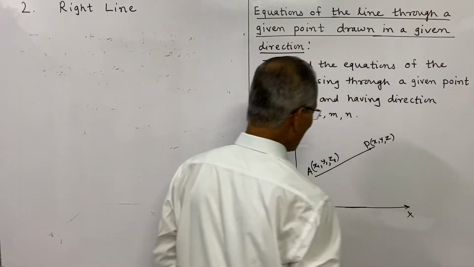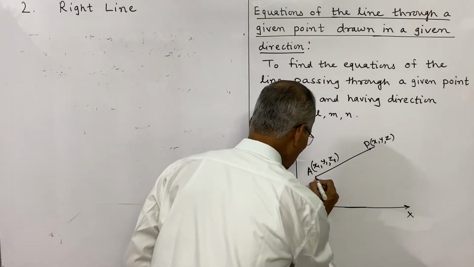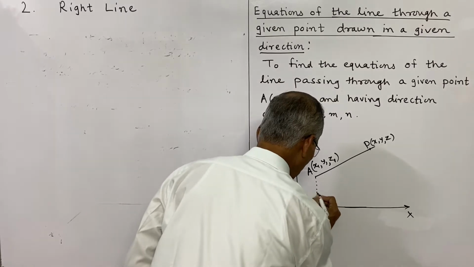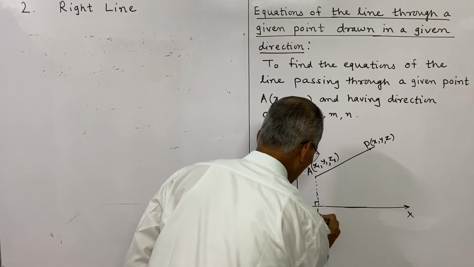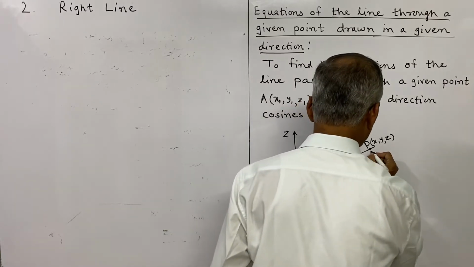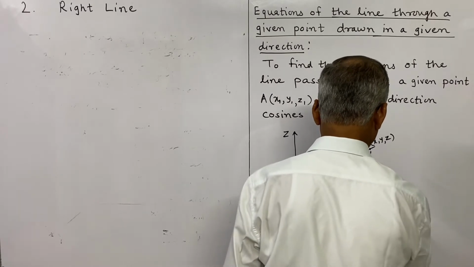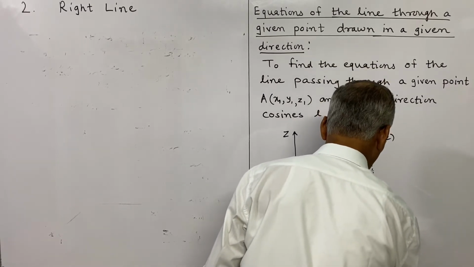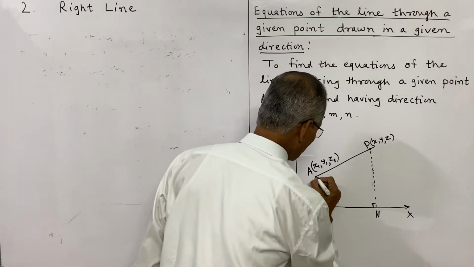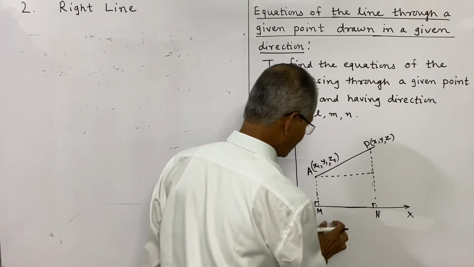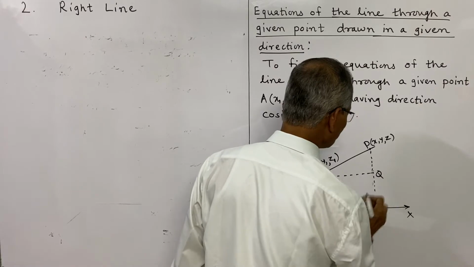This is the point P, and now what we shall do is project this line on the x-axis. That means we have to draw a perpendicular from A on the x-axis, and let that be AM, and draw the perpendicular from P on the x-axis, and let that be N. Further, we shall also draw a line parallel to the x-axis passing through A, meeting this PN at point Q.